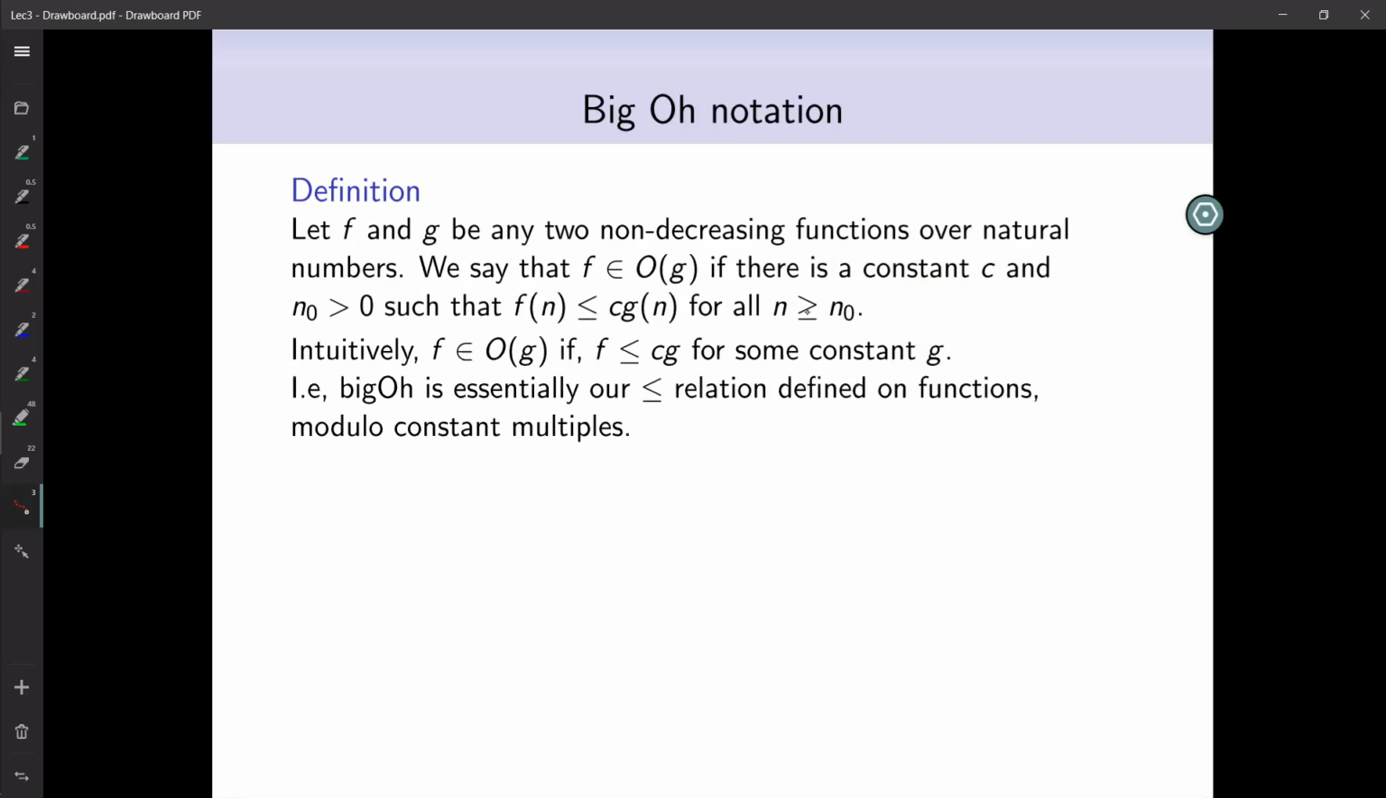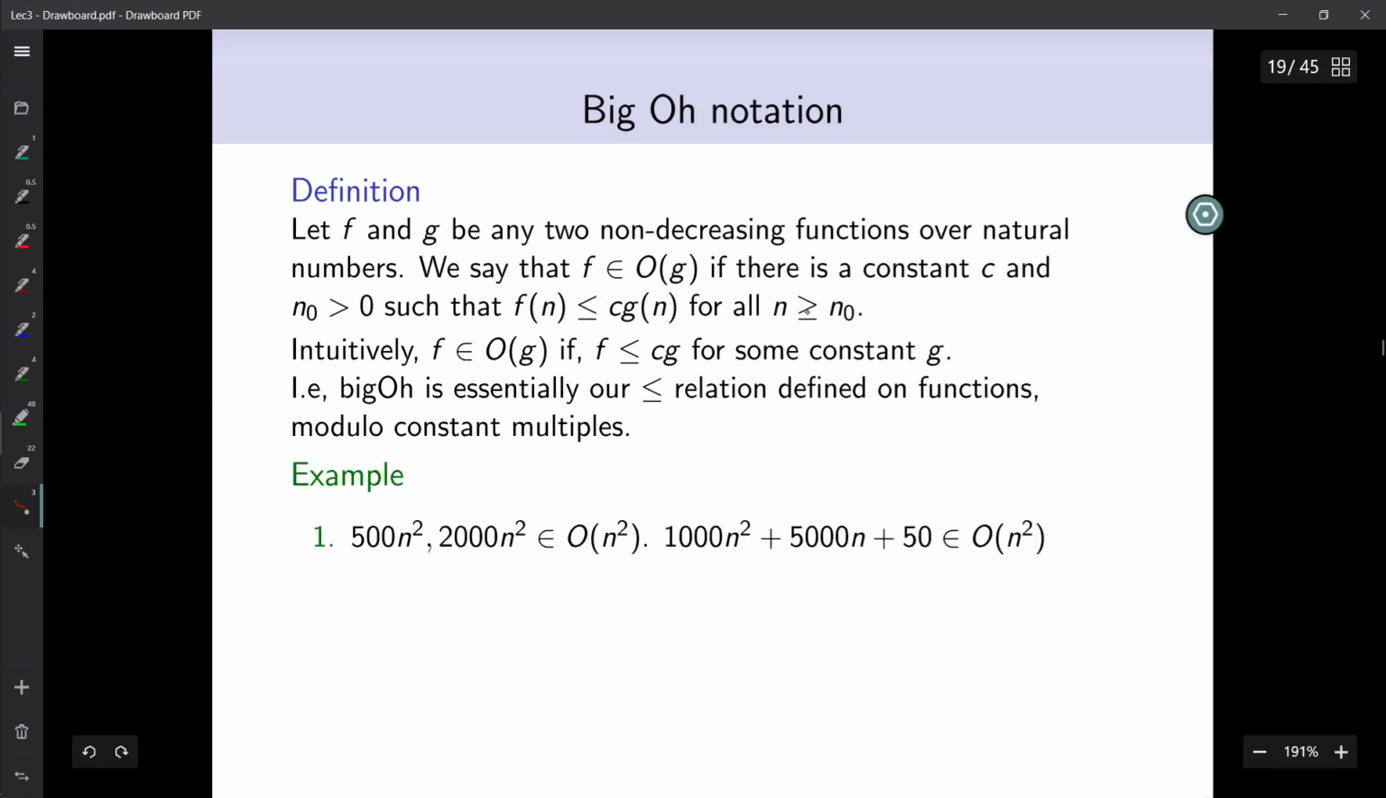Or in other words, intuitively, we say f is order of g if f is less than or equal to C times g, where less than or equal to is the comparison that we defined a couple of slides earlier, and C times g is basically a constant multiple of the function g. That is, C times g of n is C times g of n. So it's a function, but a constant multiple of g. Or in other words, big O is essentially our relation modulo constant multiples. So we allow equivalence up to constant multiples. Constant multiples of a function are considered equivalent with respect to this notation. They're all big O of each other.